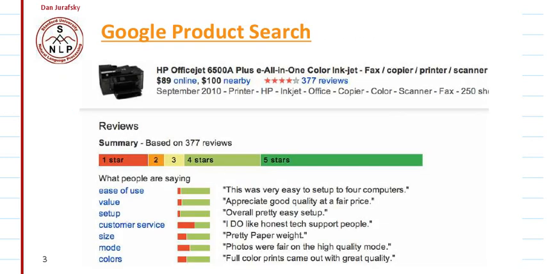Similarly, we may like to identify the sentiment of some product or some aspect of that product. In the case of Google search, Google may provide a summary of that product in some parameters like ease of use, value, setup, customer service, size, mode and color. For ease of use, some customer may have given the review that this was very easy to set up for 4 computers. Similarly, for value, appreciate good quality and fair price.